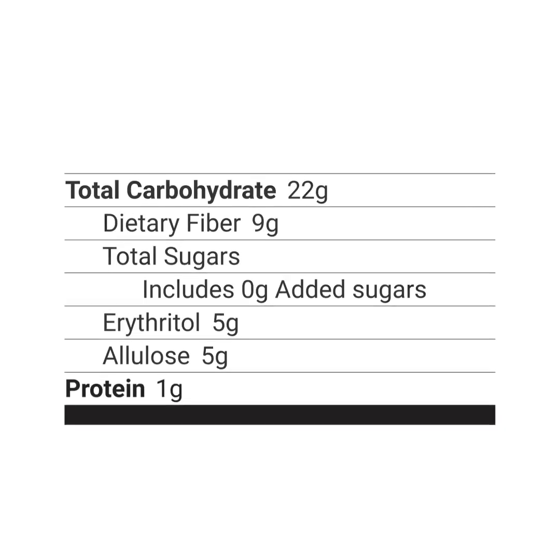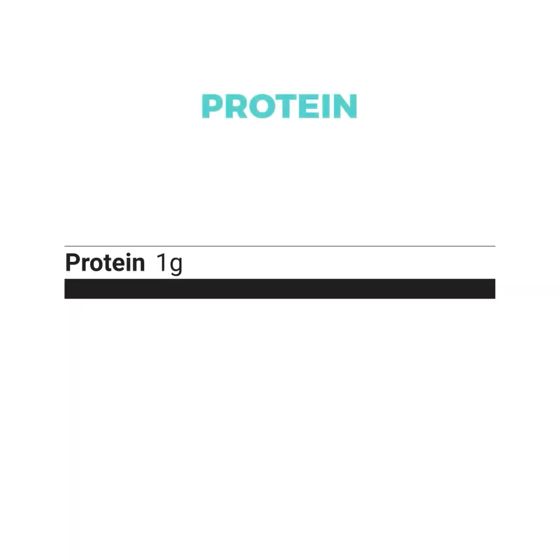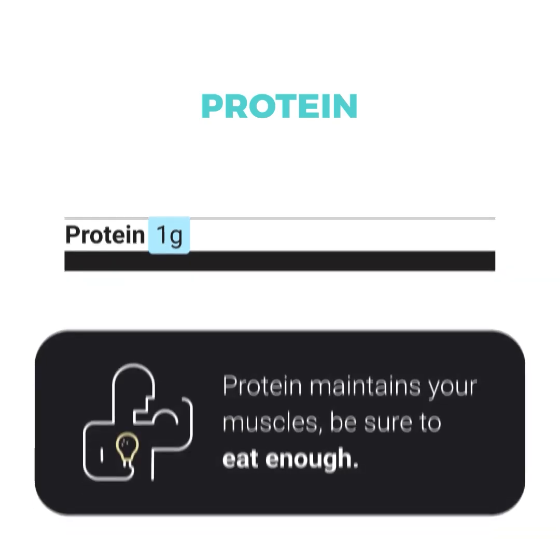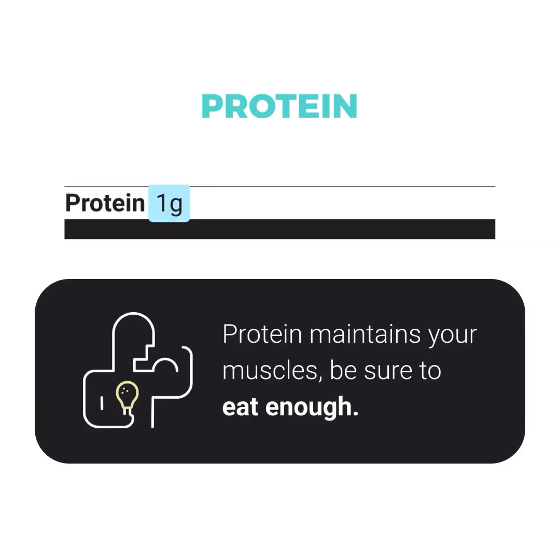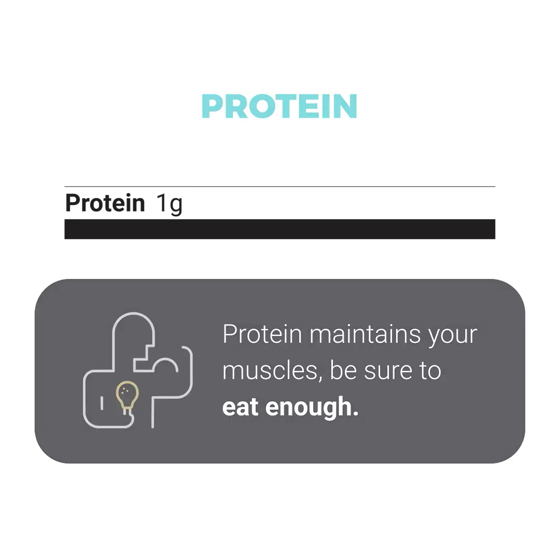Take a look at the third macro, protein, and you will see that this food provides just 1 gram of protein per 3 cookie serving. Not a great option to reach your protein target for the day. However, each gram of protein contained in foods you eat counts towards your target for the day. Remember, the goal is to meet or slightly exceed your target so that you maintain existing muscle mass.